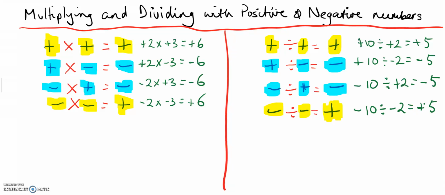The one thing that I actually like to think about is just solving the numbers by themselves first. 2 times 3 is 6. And then applying the positives and the negatives after that, knowing that a positive and a positive makes a positive, a positive and a negative makes a negative, a negative and a positive makes a negative, and the negative and the negative making the positive.